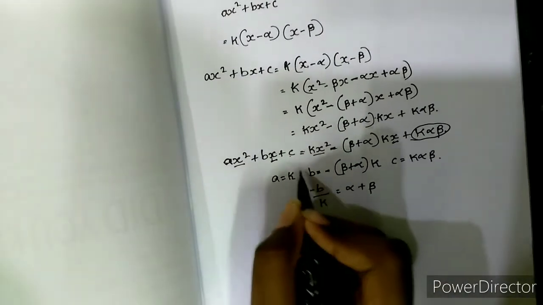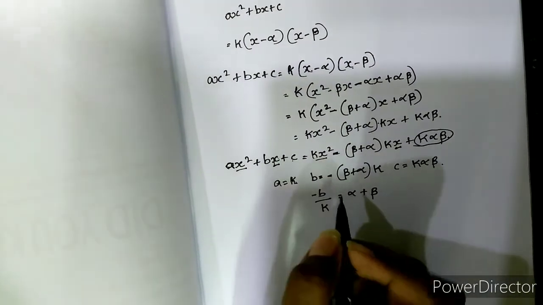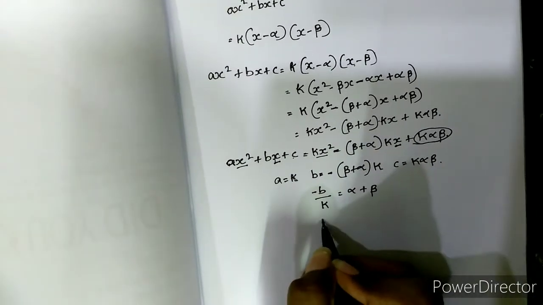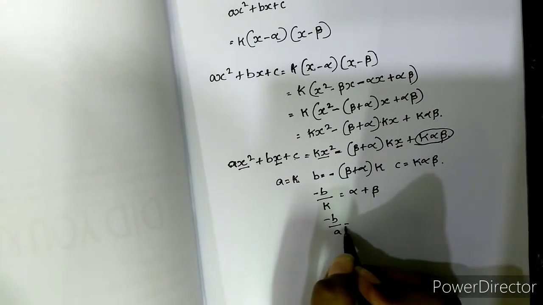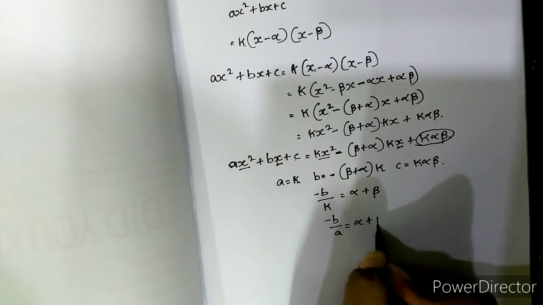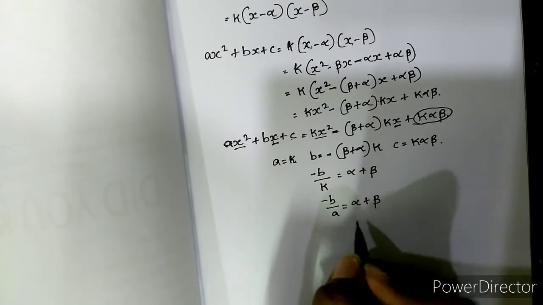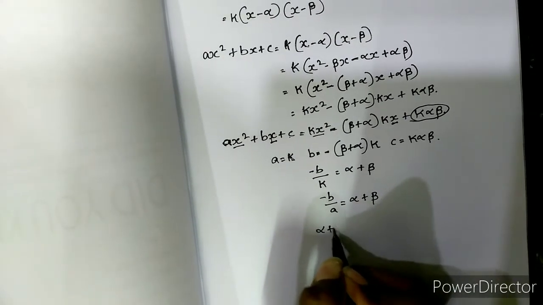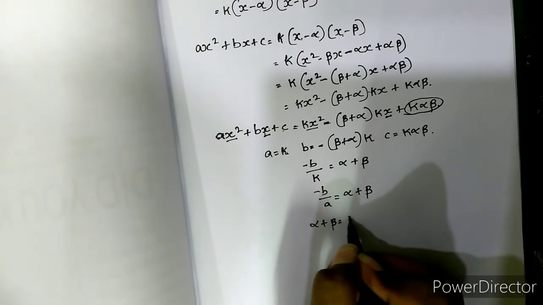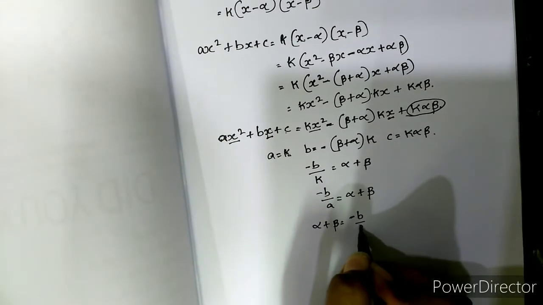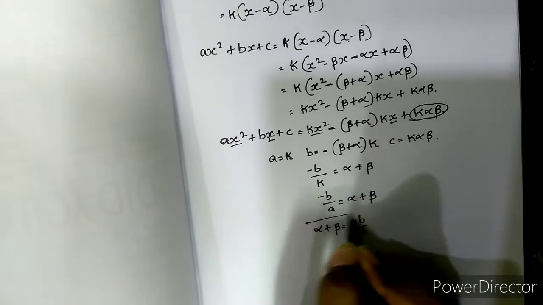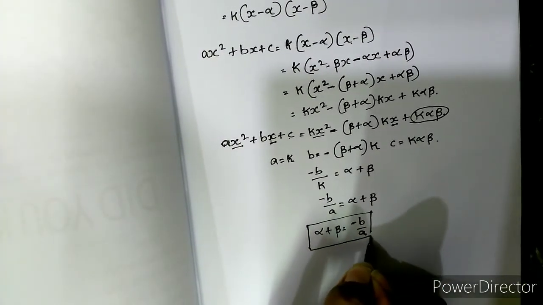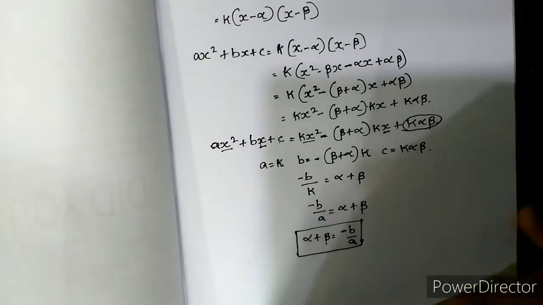Here we have proved that a is equal to k. So in the place of k we can write a. So minus b by a is equal to alpha plus beta. So we can say that the sum of the zeros in a quadratic polynomial, that is alpha plus beta, is equal to minus b by a. Hence we have found the sum of the zeros for the quadratic polynomial.